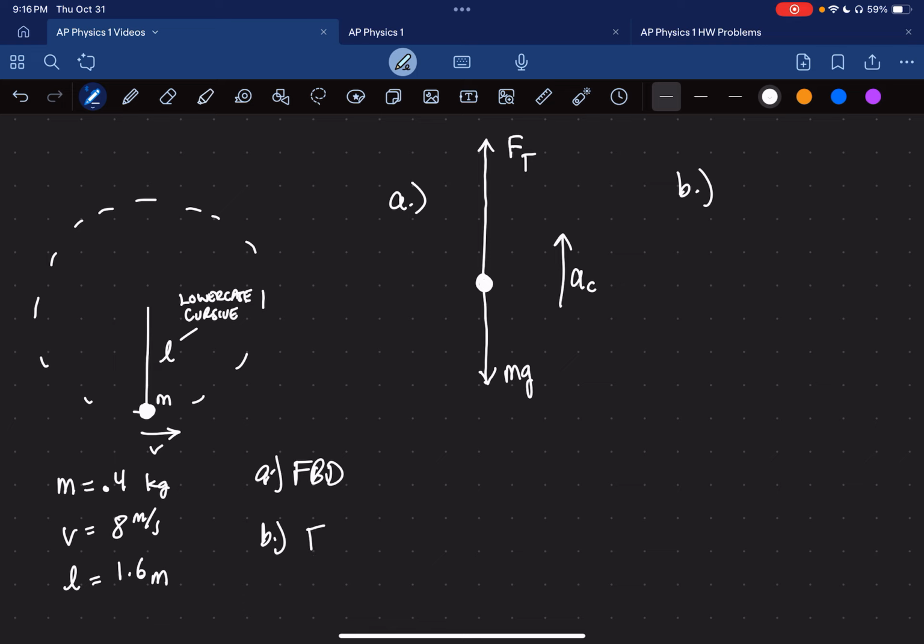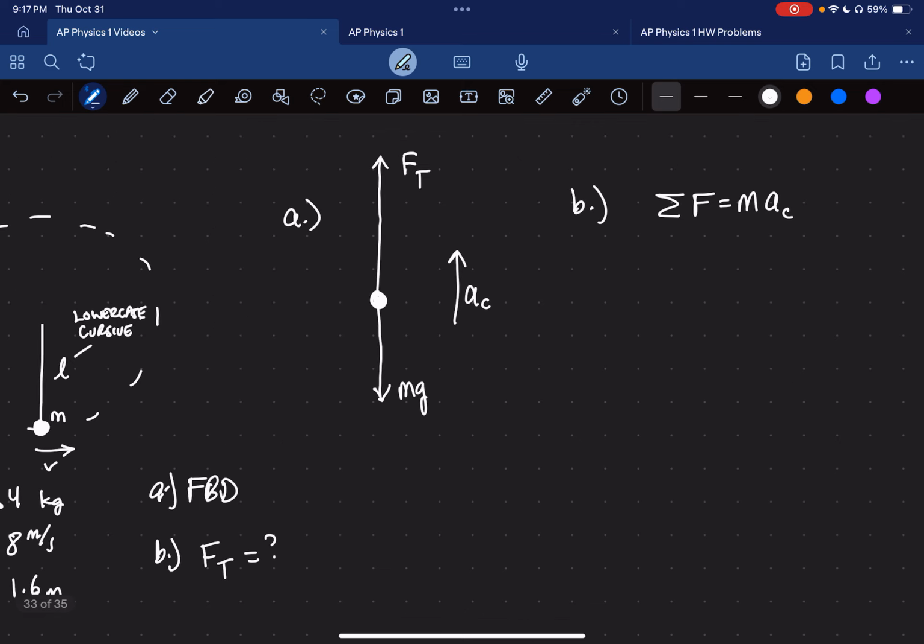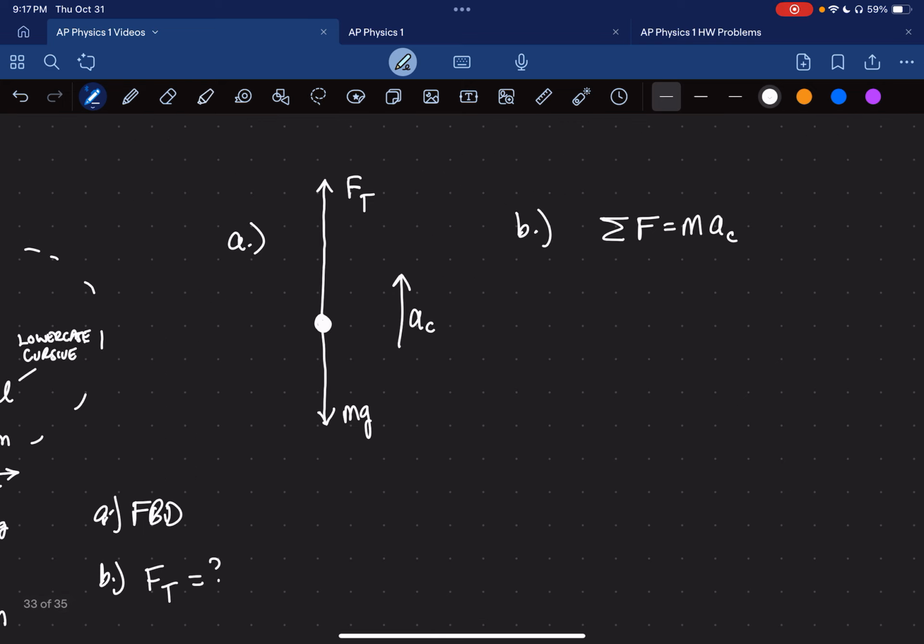For part B, let's figure out the magnitude of the tension force. We're going to use Newton's second law, which is F equals ma, but it's a sum of forces equals ma, and it's a centripetal acceleration. And me personally, I like to write the subscript c to remind me that I'm going to be substituting this into the equation.